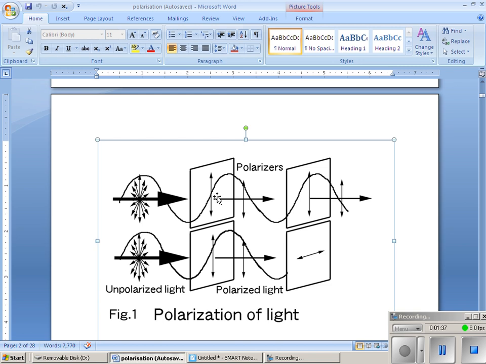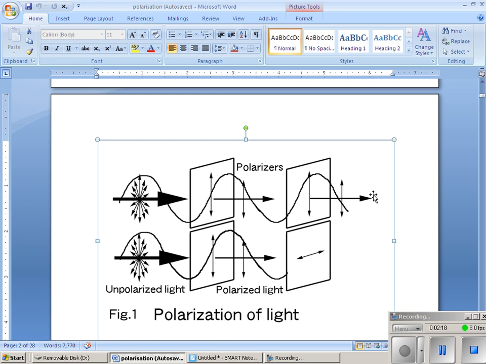In the second example, this is slit 1, this is slit 2, but both are perpendicular to each other. Here the light cannot pass to this end; it is complete darkness. From this figure we can distinguish between polarized and unpolarized light. The unpolarized light gets polarized when it passes through slit S1, and because both slits are parallel, the light comes out of the second slit.